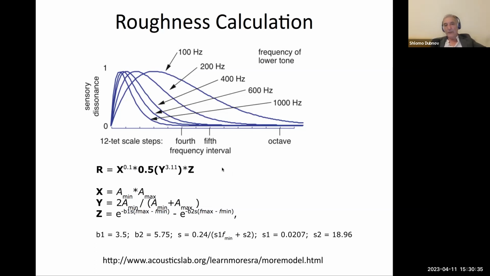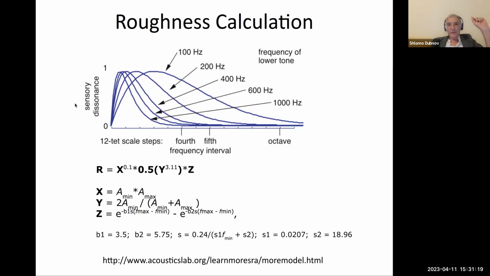And people came up with an approximation, a functional representation of these curves, in terms of this equation that I'm not going to justify. It gives you the roughness measure between two ideal sine waves, depending on the lower frequency F min, the higher frequency F max, and the relative amplitudes. Let's assume this is an equation that somebody came up with that describes the sensory dissonance, okay? Now, this works only for pure tones.